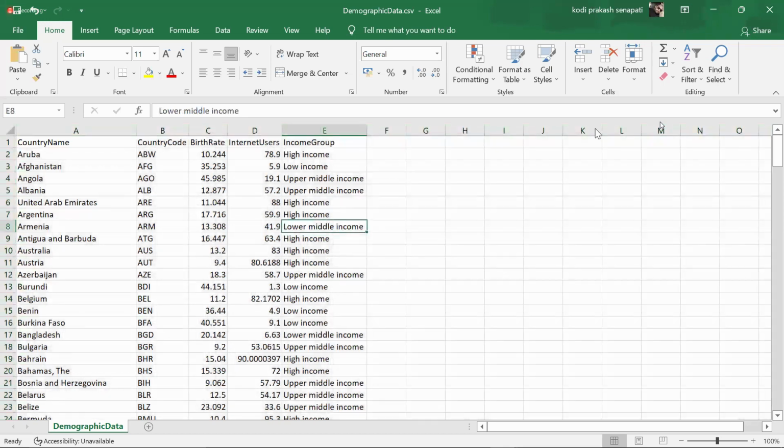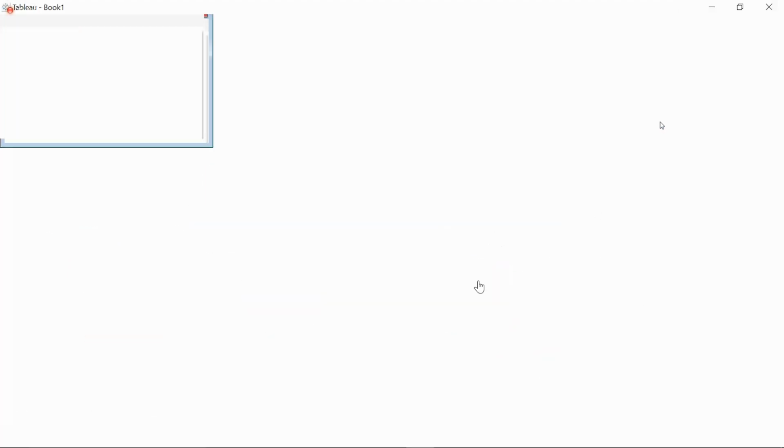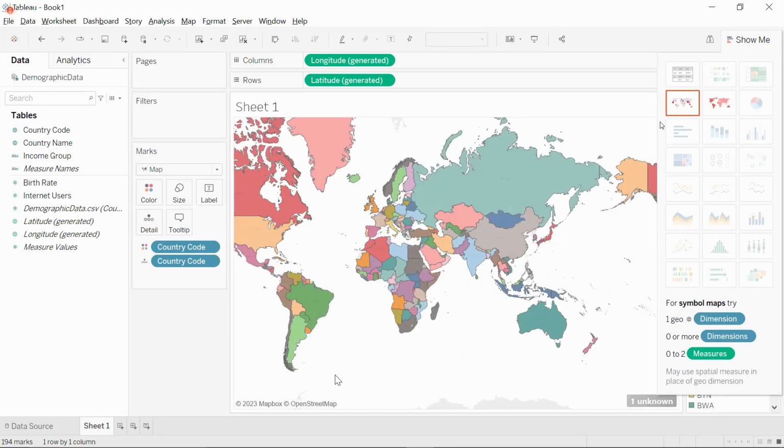Now let's minimize. And in Tableau, we'll see a lot of advanced visualizations, how to map it, how to create dashboards, how to sheet, how to apply filters, and all those things we will discuss. Just give me some time, guys.